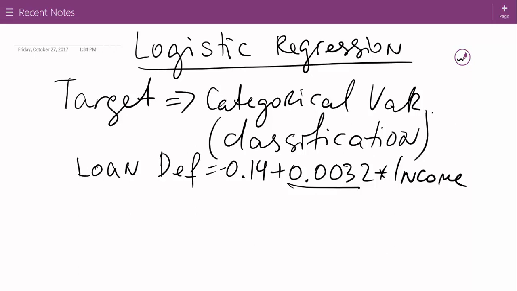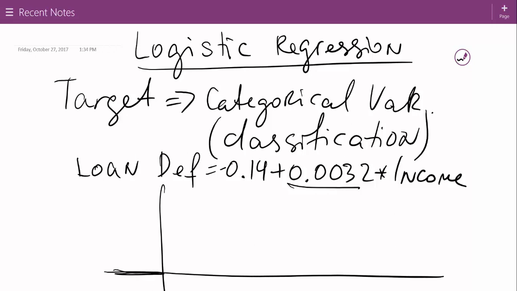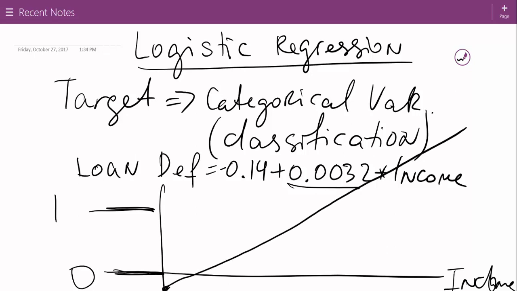But I told you that what I did is a stupid thing. Here's why, ladies and gentlemen. My variable can be either 0 or 1. That's it. But if I plot it against income, the intercept is negative and the slope is positive, and it looks like that. Moreover, it goes into the negative area as well. Is that a good thing or a bad thing? Not a good thing.